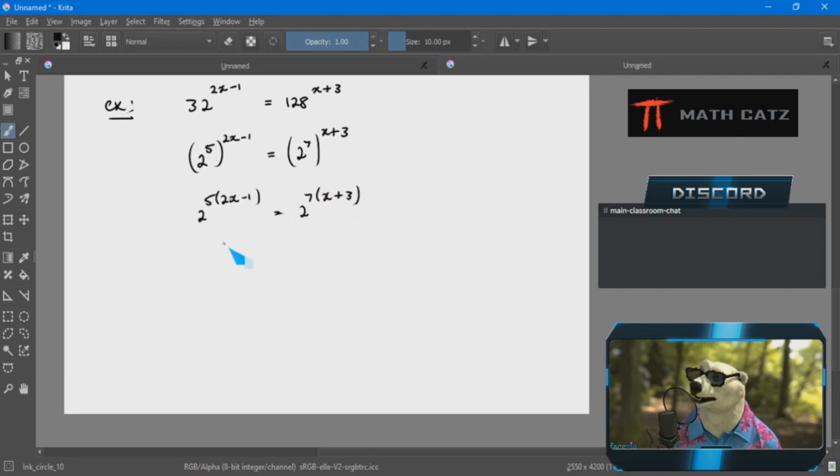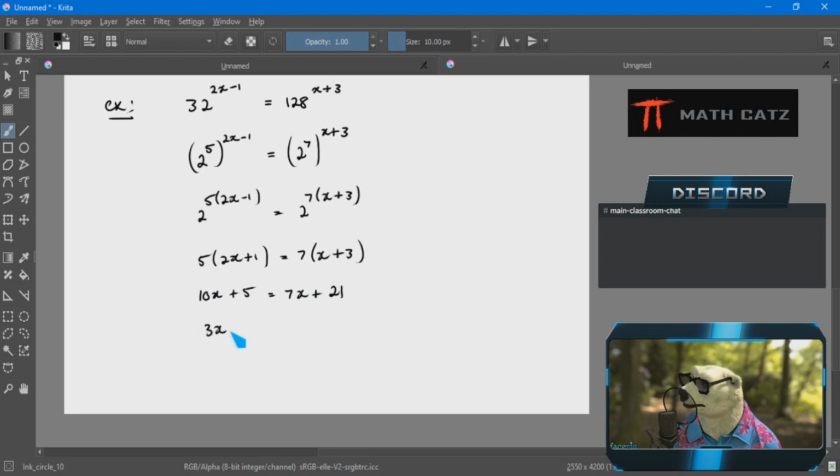Because the bases are the same, it has to be that the exponents are the same. There is no other way. So then I have 10x plus 5 equals 7x plus 21. I've now gotten the x that was in the exponent level out into the base level, and I have 3x equals 16, x equals 16 over 3, and I'm done.